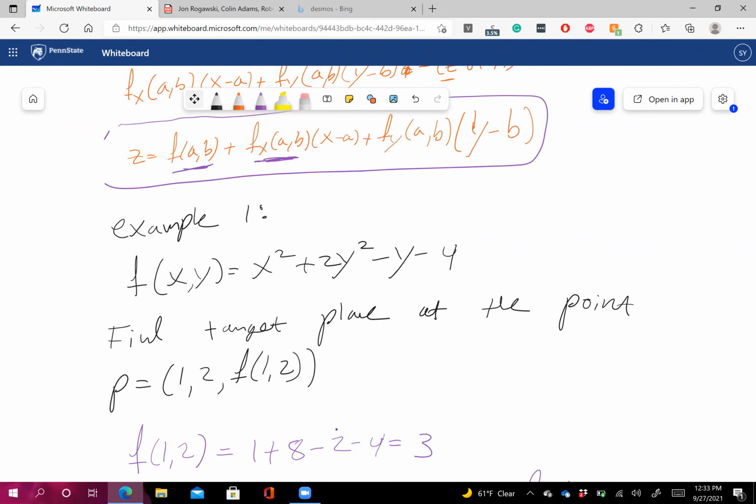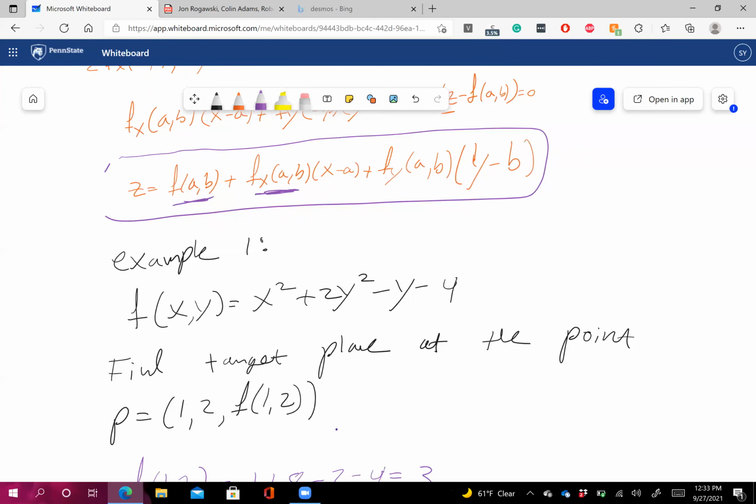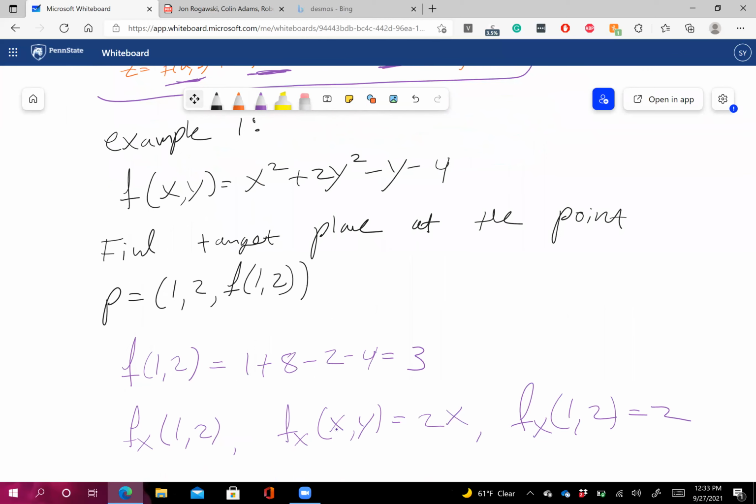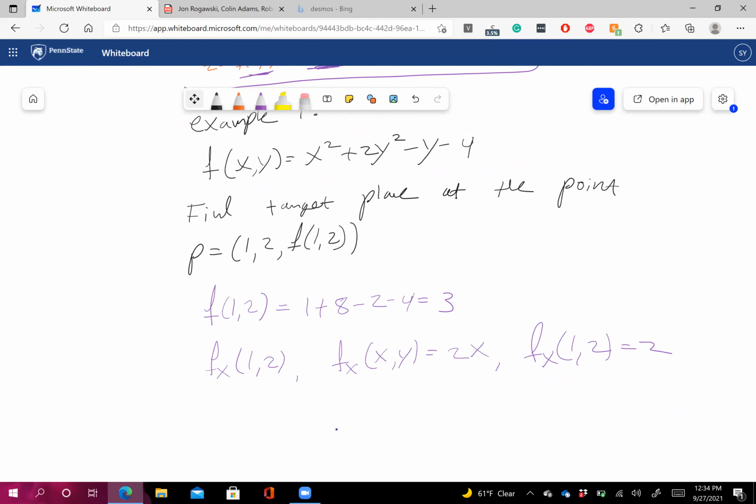Now the third piece of information that we need is the partial of f with respect to y at this point. So first, what is the partial of f with respect to y at (x, y)? Well, that is going to be 4y minus 1. And so the partial of f with respect to y at the point (1, 2) is going to be 7. Any questions about this?